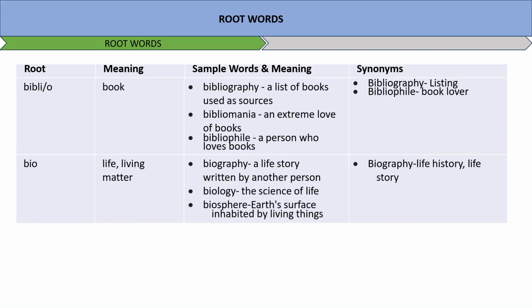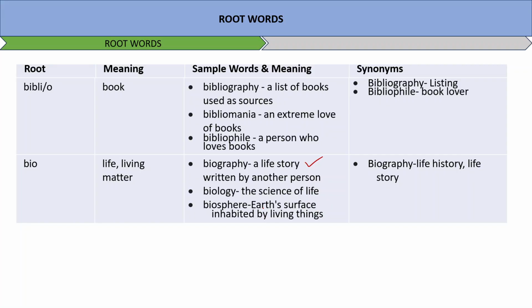Bibli or biblio means book, bibliography, a list of books used as sources. Bibliomania, an extreme love of books. Bibliophile, a person who loves books. Bibliography, listings of books. Bibliophile, book lover. Bio means life, living matter. Biography, a life story written by another person, right? Biology, the science of life. Biosphere, Earth's surface inhabited by living things. Biography, life history, life story is biography.